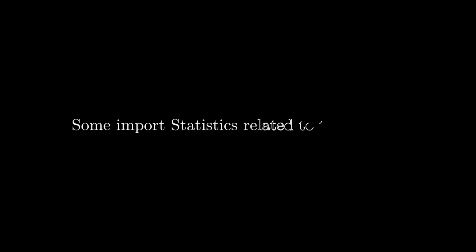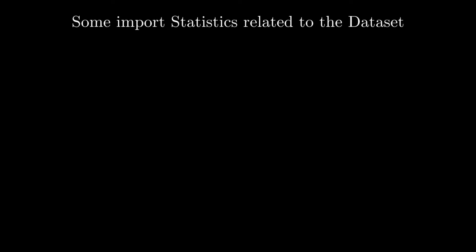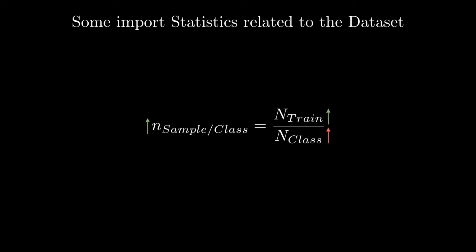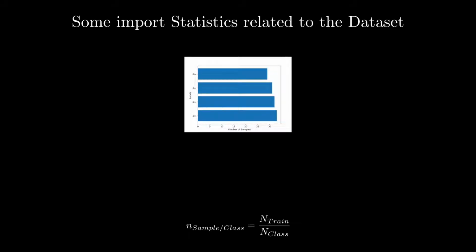Now I will highlight 2 important statistical details about the dataset. First, the class distribution, that is the number of samples per class. A higher number for the average number of samples per class is always good. That is, we would also prefer a higher number of images in the training set, but we would not want a high number of classes. This plot shows the distribution of classes sample-wise. For this dataset, the average number of samples comes out to around 30 samples per class, which is not a very good number.